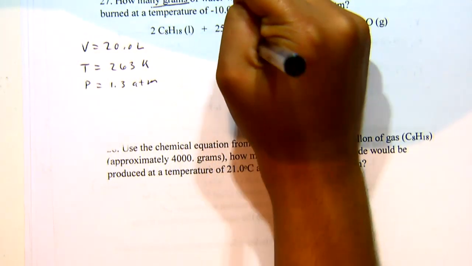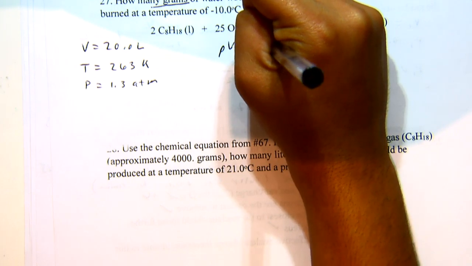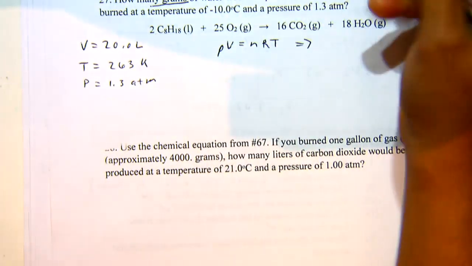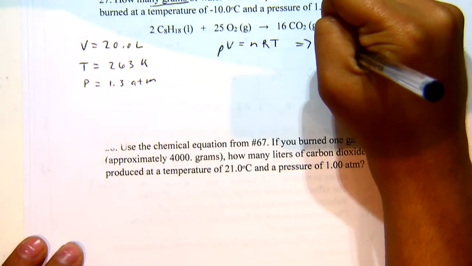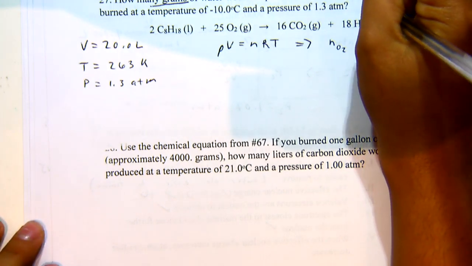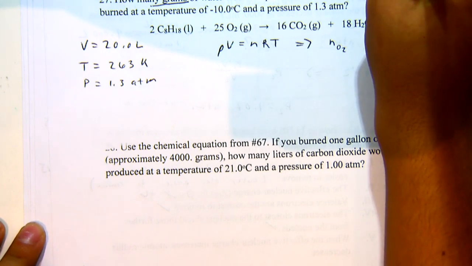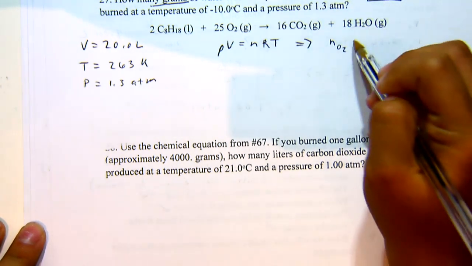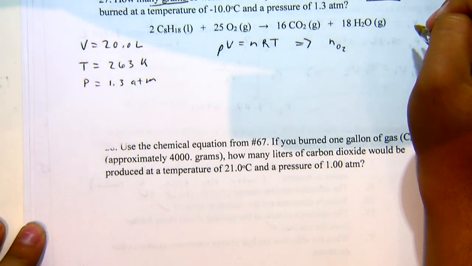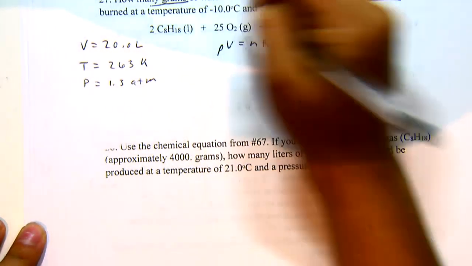So when we have PV equals nRT, we want to manipulate this equation to solve for the moles of oxygen. When you do that, it's going to look something like this. I'm going to put an O2 subscript down there so you keep in mind what you're looking for. It's the oxygen. You have to find out how many moles of oxygen to figure out the water. That's why we're looking for the moles of oxygen, because that's the reactant side here.